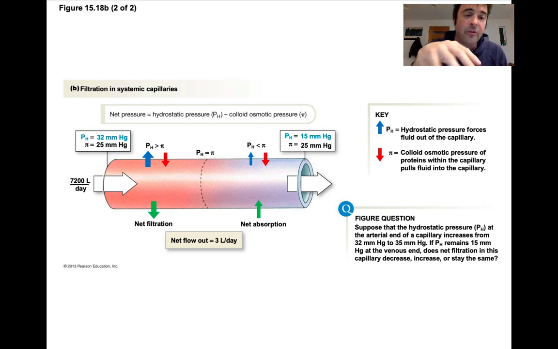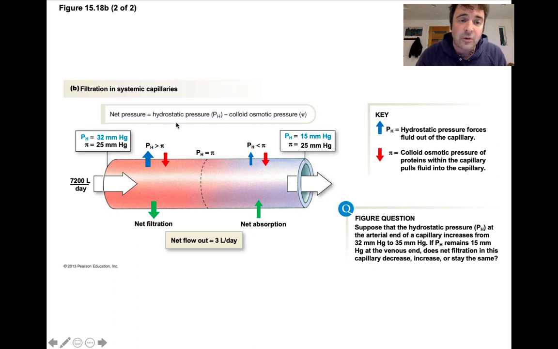But now we're at the level of the capillaries, and we're trying to predict whether we are going to get net filtration or net reabsorption. So this should be called net filtration pressure. It's called net pressure here. I'm going to call it NFP, or net filtration pressure, on an exam.